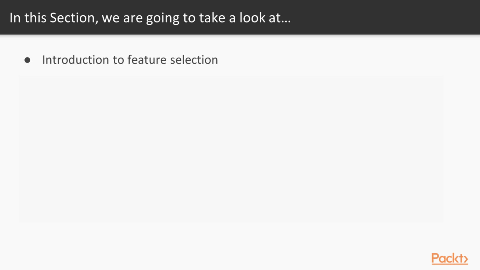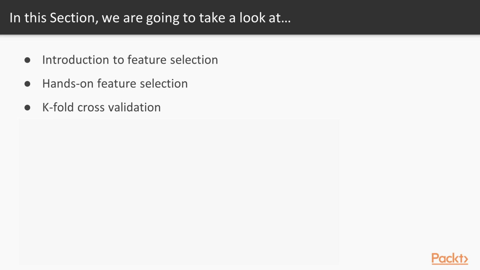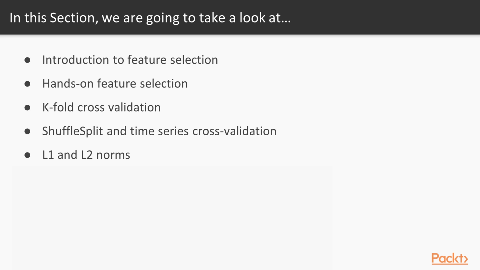I'm going to introduce what feature selection is, then we're going to do some hands-on feature selection, then we are going to run through some k-fold cross-validation, shuffle split, and time series cross-validation. After that, we'll take a look at L1 and L2 regularization norms, and then see how model performance can be improved by a grid search of the hyperparameters.